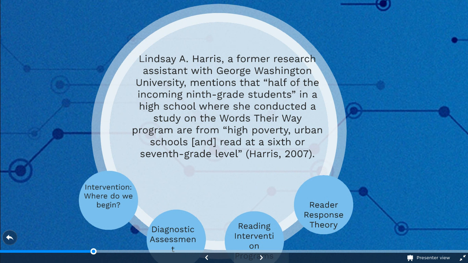Lindsay Harris, a former research assistant at George Washington University, mentions that half of the incoming 9th grade students in a high school where she conducted a study in the Words Their Way program are from high-poverty urban schools and read at a 6th or 7th grade level. Now, while my own experiences are not quite this severe, I do see a lot of incoming students with a much lower reading level than they should be at.